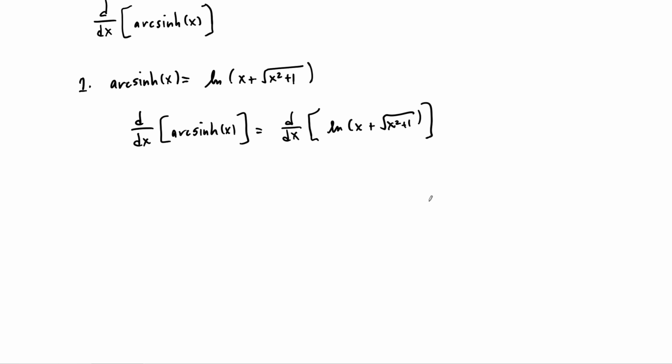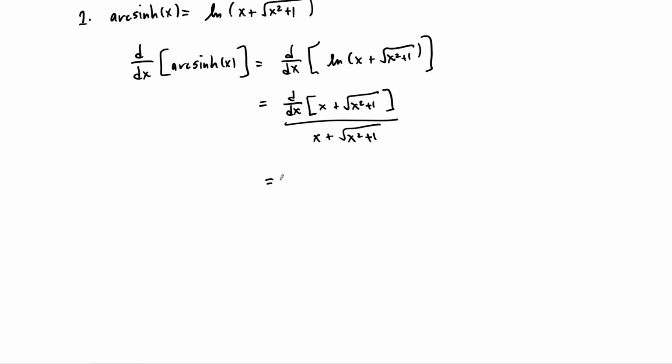All right, now the derivative of any log is always u prime over u. So it's going to be the derivative of the inside, so x plus square root x squared plus 1, all divided by that same thing, so x plus the square root x squared plus 1. That's the chain rule, u prime over u. And now we need to actually work out the derivative of this top term. So we end up with the derivative of x is just 1.